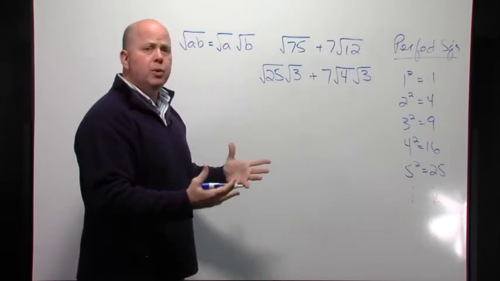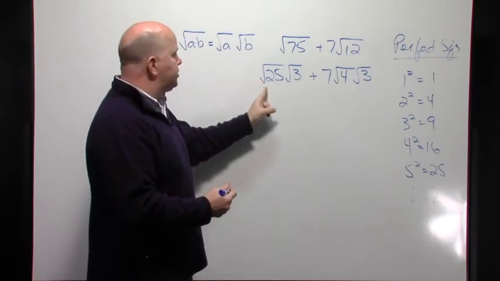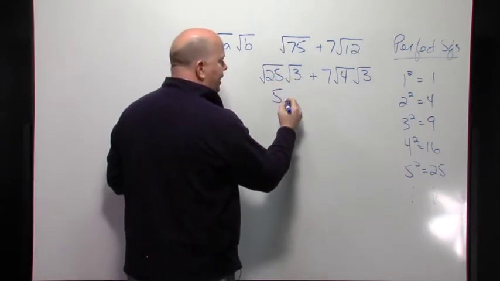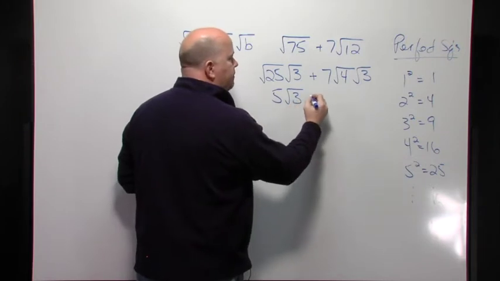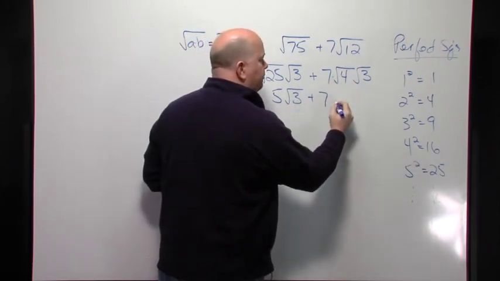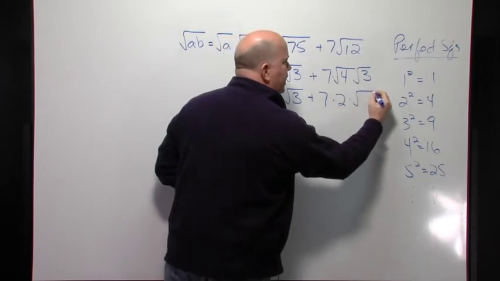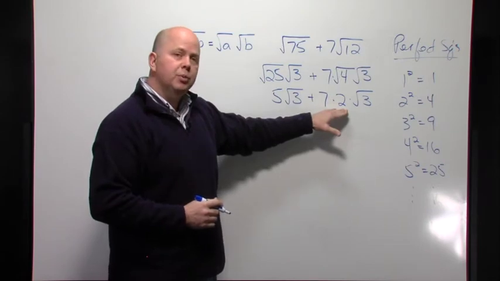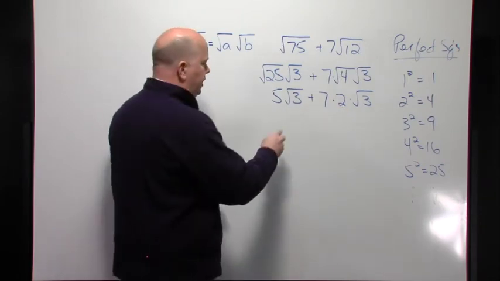So now we just do what we're asked. So this reads the square root of 25, which we know is 5. And this is being multiplied by the square root of 3. And then we're adding 7 times the square root of 4, which is 2, times the square root of 3. Now here we can see there's a little simplification we can do. The 7 times 2 is going to be 14.